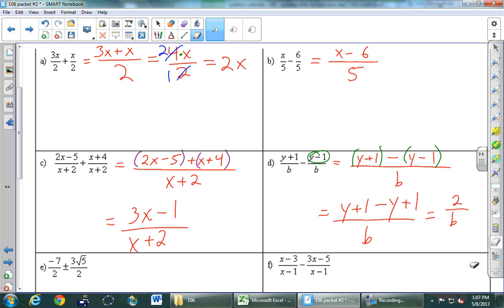And if we didn't follow Sam's advice, and if we didn't put parentheses in here, what happens to the y's? So y minus y, that cancels. 1 minus 1, how much is that? 0. You get 0 divided by b, which is the wrong answer, right?